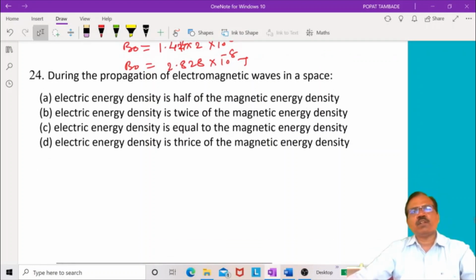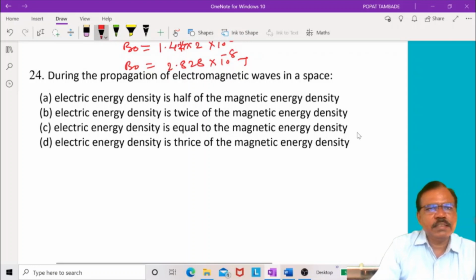During the propagation of waves in space, electric energy density is half of the magnetic energy density. Electric energy density is twice the magnetic energy density. Electric energy density is equal to the magnetic energy density. And electric energy density is thrice the magnetic energy density.